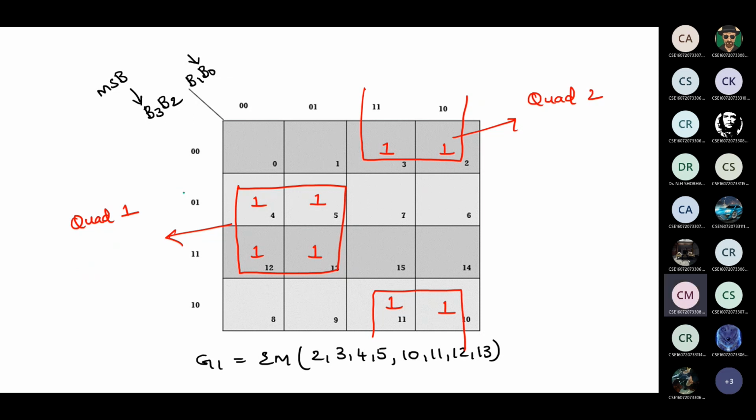Simply check the common bit. What is common here? B2 is common, and B1 bar is common. So it will be B2 B1 bar. Correct. B2 B1 bar. Next, for this one.